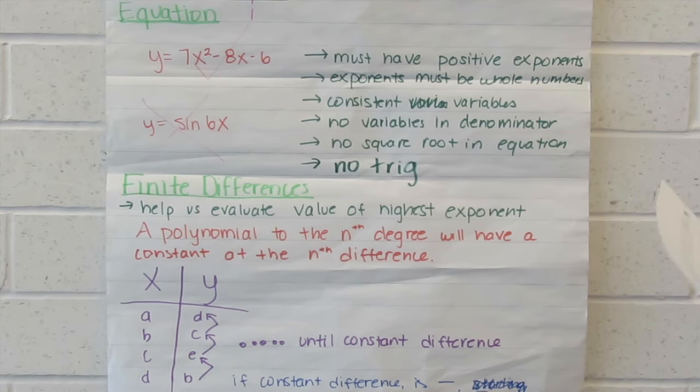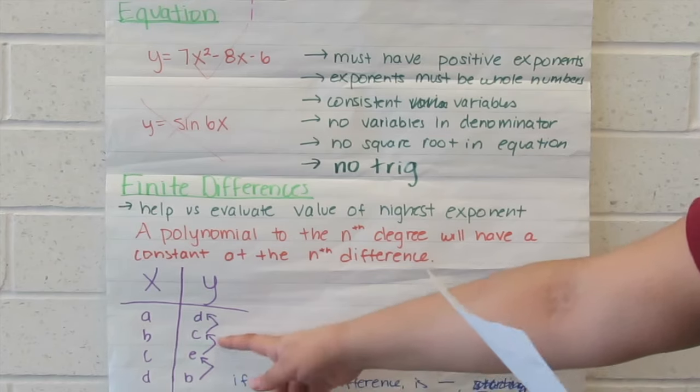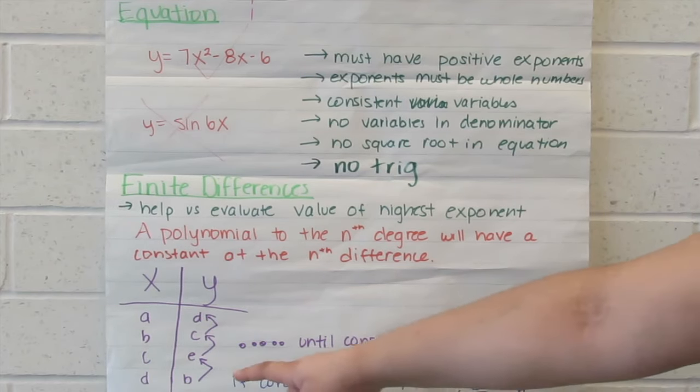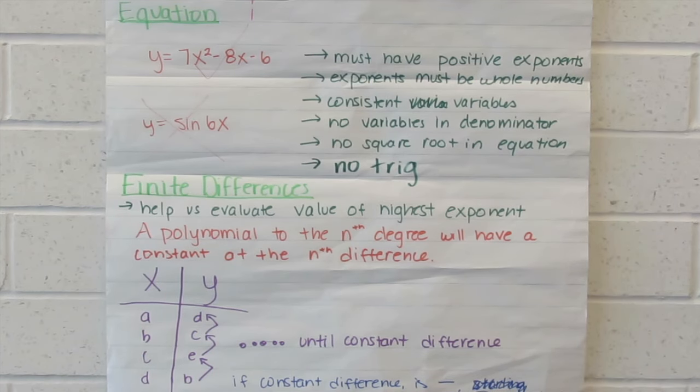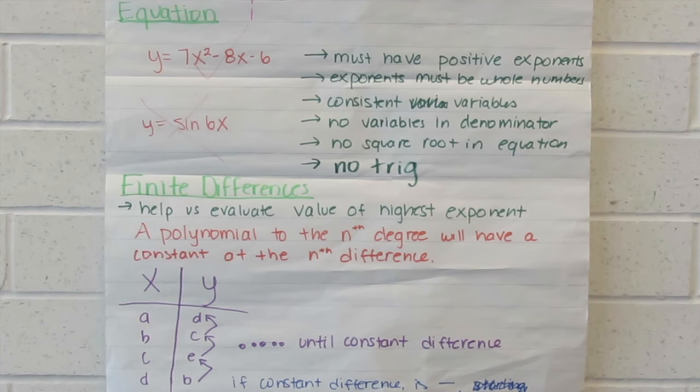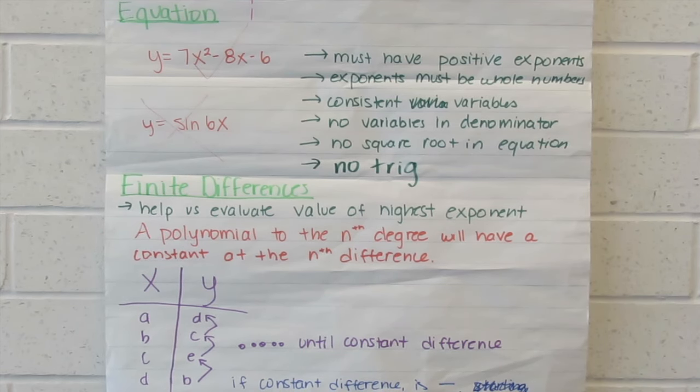You find these differences by basically subtracting the y values going from bottom to top. So over here you would subtract b to e, e to c, c to d, until you find a constant difference. Also, another thing to keep in mind, if the constant difference is negative, the coefficient value for the very first and highest exponent will also be negative. Okay guys, so now we're ready for some questions.